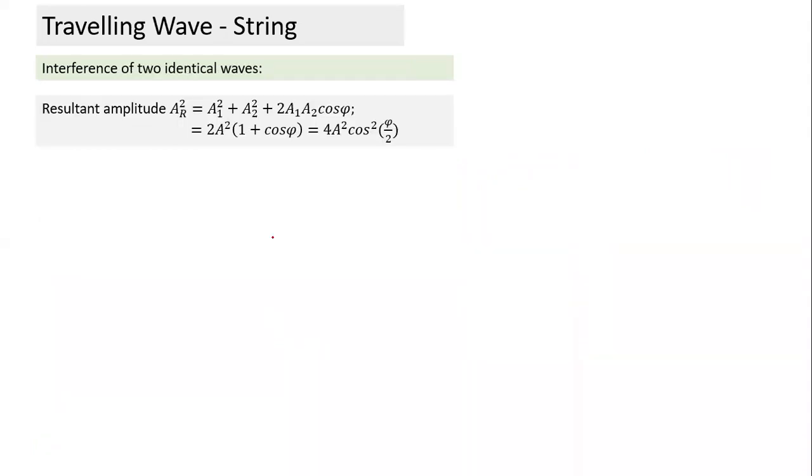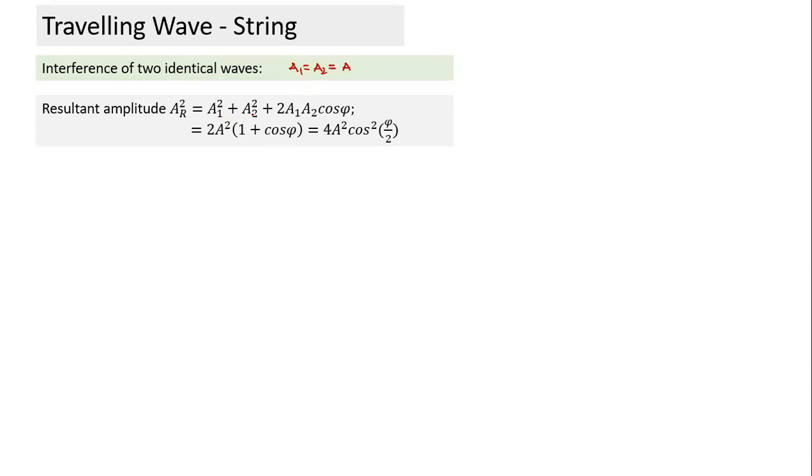Okay, and what happens if two sources are identical? If two sources are identical, A1 will be equal to A2. Both have equal amplitude, and both sources have equal intensity also. So they're two identical sources. When two sources are identical, A1 becomes A2, which we can take as A now. There's no need to write A1 and A2.